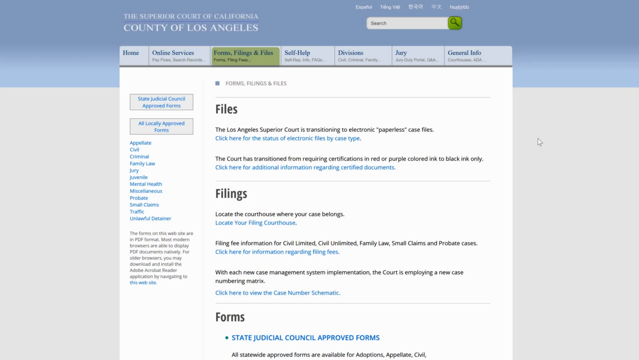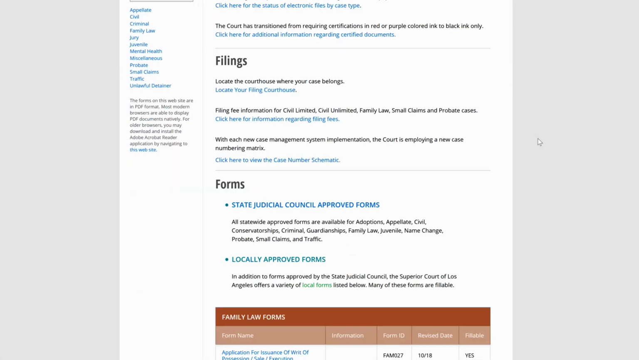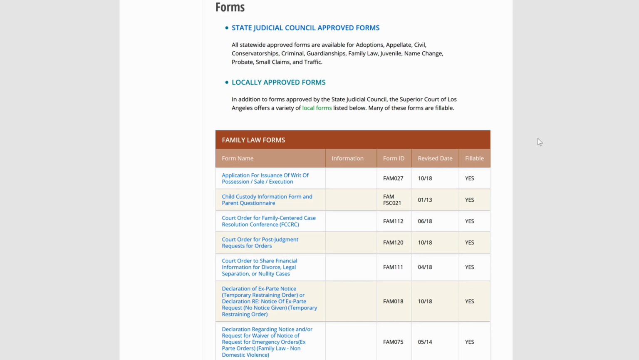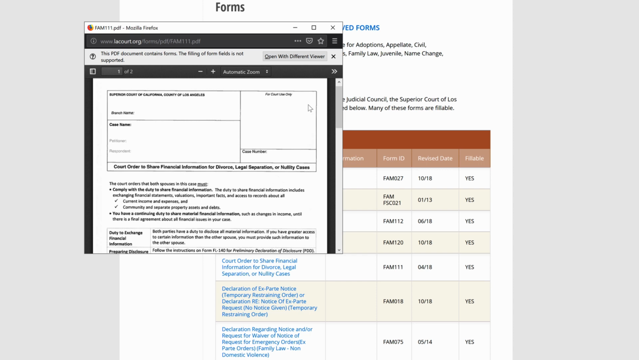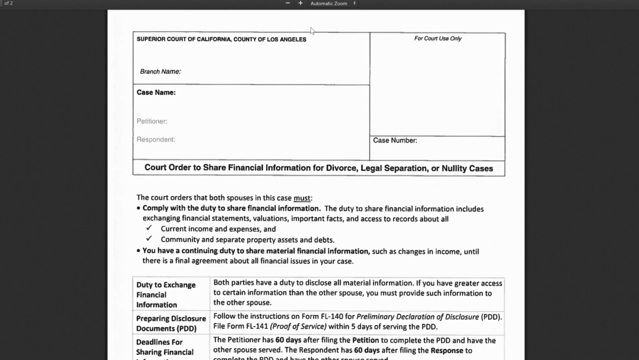In addition to these FL forms, your county may also have mandatory forms that you must complete. They're called local county forms. Your county has its own way of identifying forms. In Santa Clara County, local family forms are identified as FM. In Los Angeles County, local family forms are identified as FAM. You can find the local forms at your county's court page or ask one of the family law court clerks in your county. We have provided the links in the course as well.